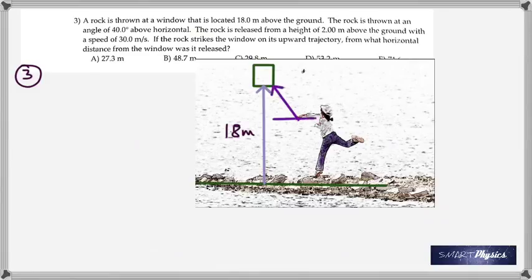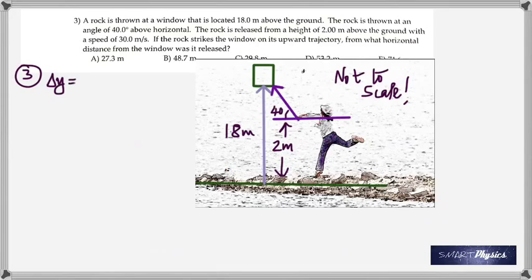Somebody picking up a rock and throwing it, and 18 meters is the height of the window, and the person is projecting it at an angle of 40 degrees above the horizontal. All that is in the question, giving it a velocity of 30 meters per second, and from a height 2 meters above the ground. So you have the 2 meters above the ground. This is not drawn to scale, of course, but just to give you an idea.